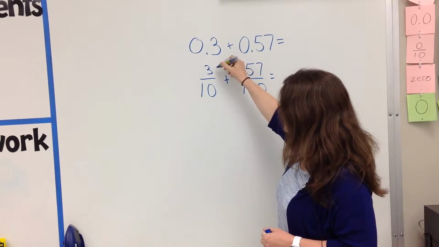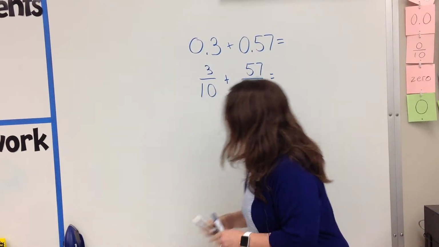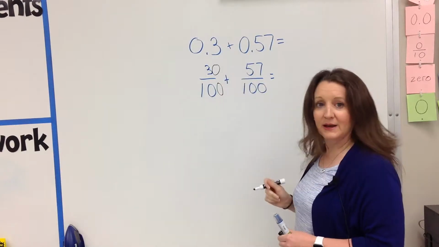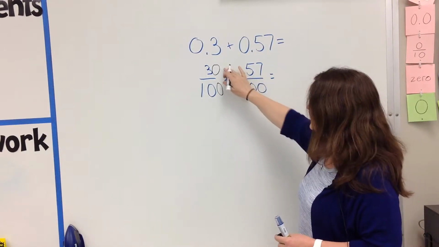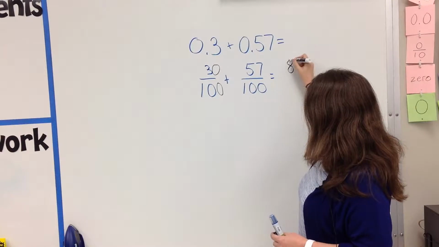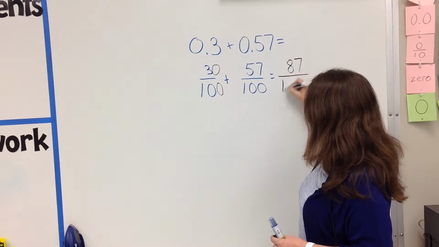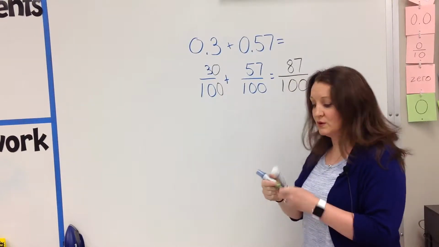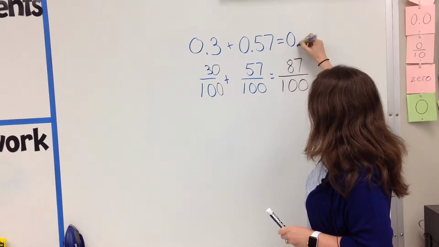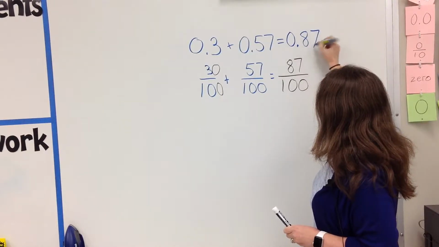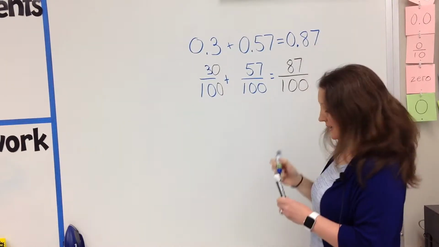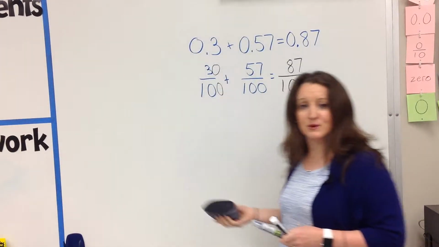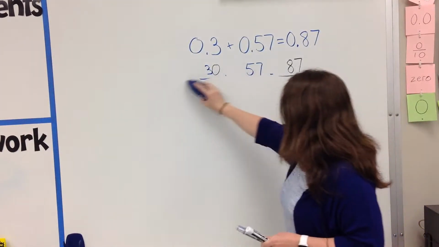All I have to do is turn these 3/10 into 30 hundredths. Now I can add these amounts up. So 57 plus 30 is 87 hundredths. So to rewrite that as a decimal, our answer for this problem up here is 87 hundredths, 8/10 and 7 hundredths. So that's one example of how we can add decimals by converting them into fractions.